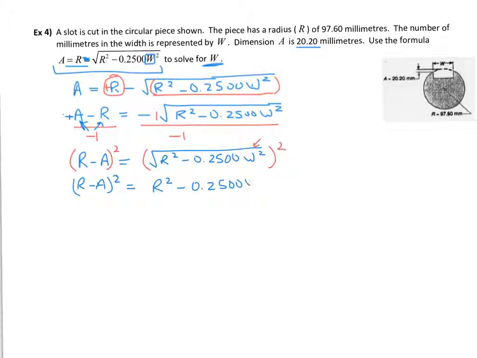At first thought I was going to just leave it, but the next thing I'm going to do is undo the R squared. It's a plus R squared. I'm going to subtract R squared from both sides. So we have our R minus A all to the exponent of 2. We're going to have a minus R squared. That's equal to negative 0.2500 W squared. All right. Now, I could leave this as it is, or I could expand and simplify. I think I will just leave it as it is.